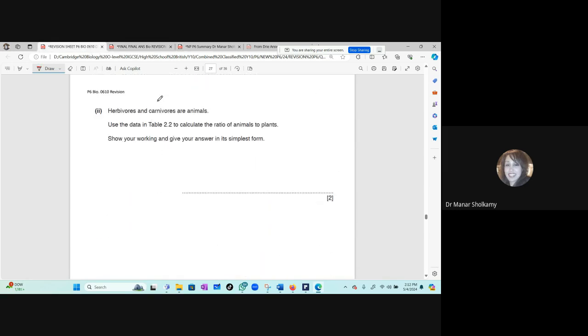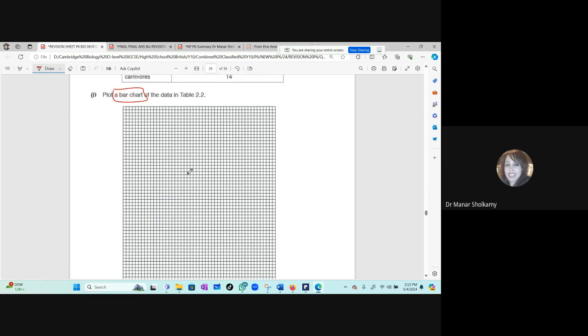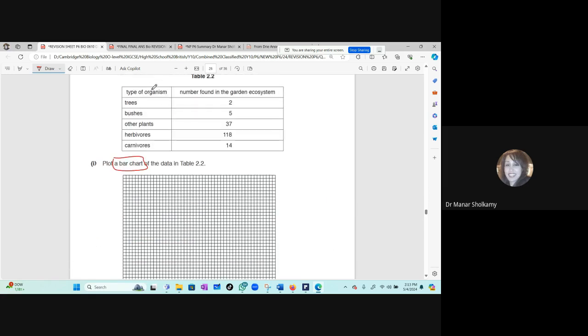Now, ratio. They ask about the ratio of animals to plants. Some of you don't know what a ratio is, to my surprise. So I'm going to go to my organisms: my animals are herbivores and carnivores, and my plants are trees and bushes and other plants. Now, if you don't know this, then I don't know what you should know. So the herbivores and carnivores are the animals. So the animals will be the 118 plus the 14. And the plants will be all those.